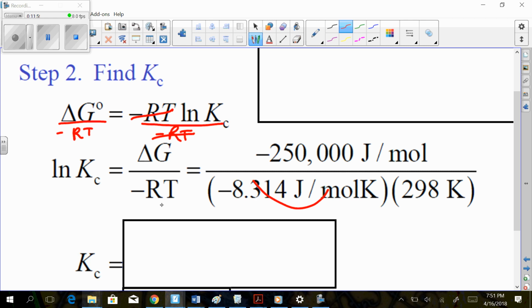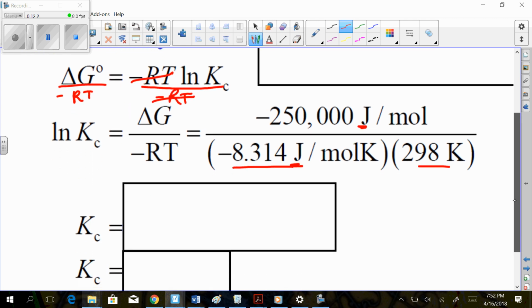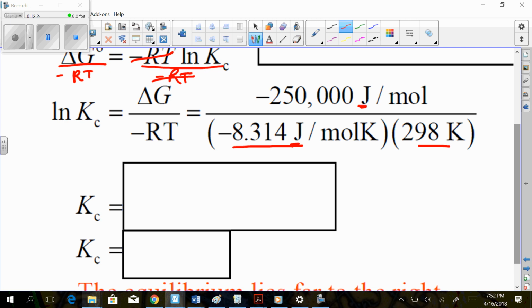If we look at R, notice that for this one, this is not the gas law R, this is the energy R. The units are joules, which will cancel the joules in the delta G. So whenever you're using delta G, you want the energy R. That's joules per mole Kelvin times the temperature in Kelvin. Looking at that, we want to solve this for K. We don't want the natural log of K, we want K.